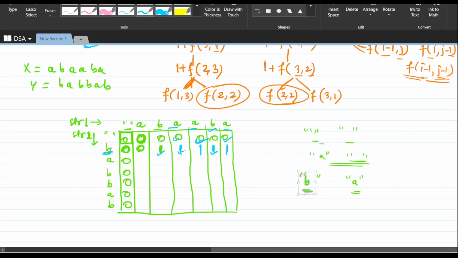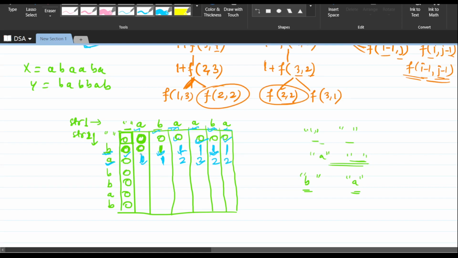And then here I will check a and a, is it equal? So a and a is equal. So it will be 1 plus this value. So it will be 1. Then we'll check a and b, is it equal? No, it is not equal. So I will take the maximum of these two values. It will be 1. Then I will check a and a. It is equal, so 1 plus 1 is 2. Then a and a is equal, so it will be 1 plus 1 equals 2. Then I will say a and b, it is not equal, so I will take the maximum of these two, it will be 2. Then I will check a and a. Yes, a is equal. So 1 plus 1 equals 2.